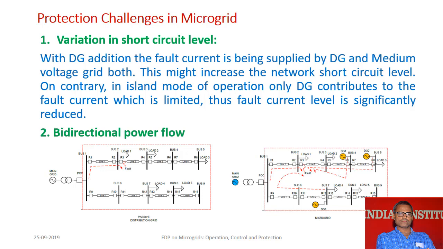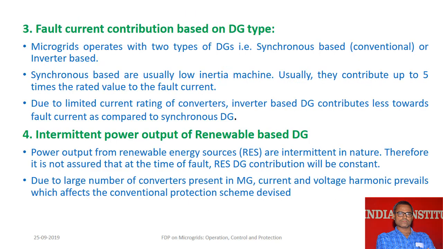In that case, the scene will be completely changed. The power is flowing from a different direction, right? So it will have a different issue in the protection system. And the third challenge is fault current contribution based on the DG type.